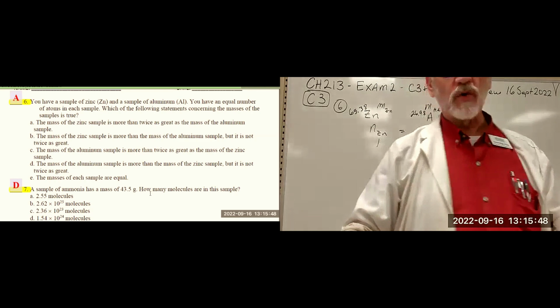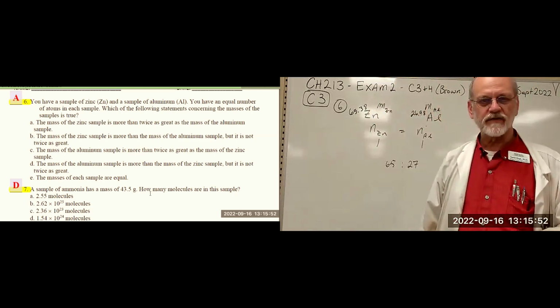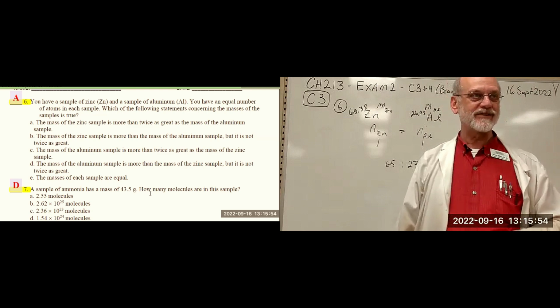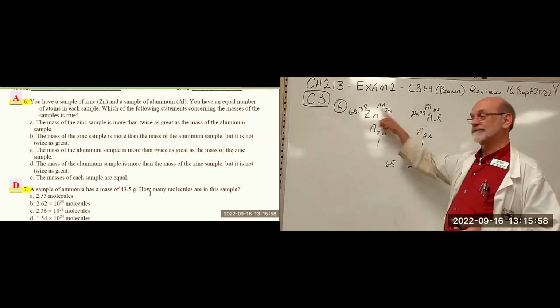Now we can look at our choices. The mass of the zinc sample is more than twice as great as the mass of the aluminum sample. There's your answer. And that's why.